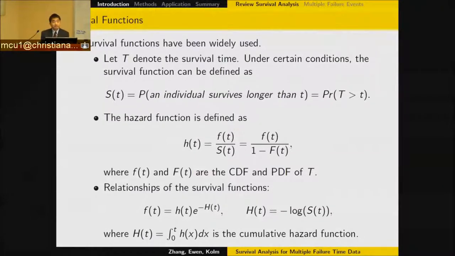What's CDF again, Zubay? I'm sorry. CDF is the cumulative distribution function, and PDF means probability density function.